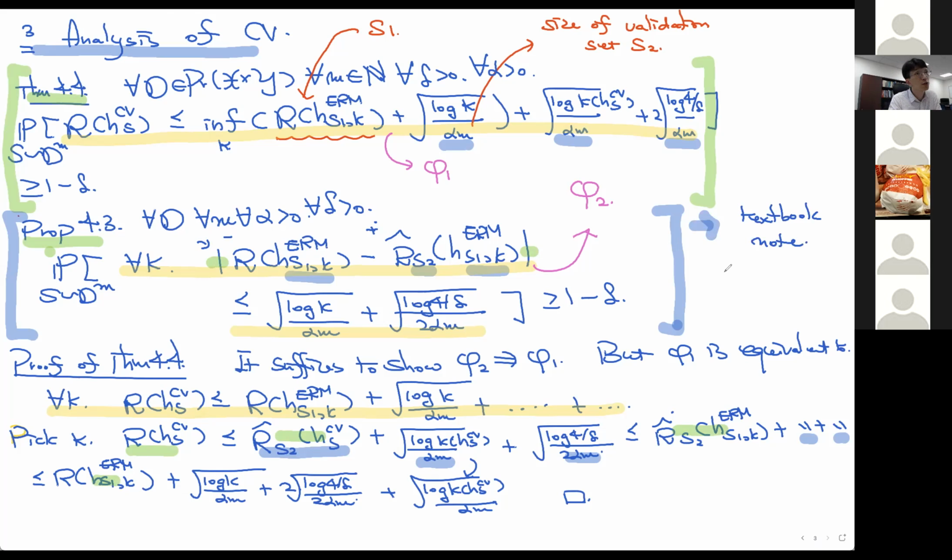And the idea is just using Hoeffding's inequality, but this time we have to use both sides, Hoeffding's inequality for the upper as well as the lower bound. And then the other thing that we have to use is a union bound to deal with the universal quantification over K. Okay. So if you do so, then you can prove Proposition 4.3. That's the analysis of the cross-validation.